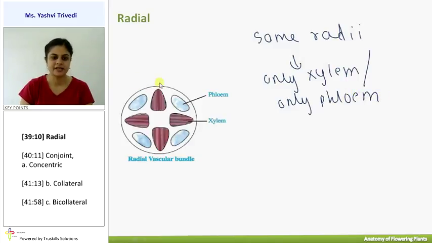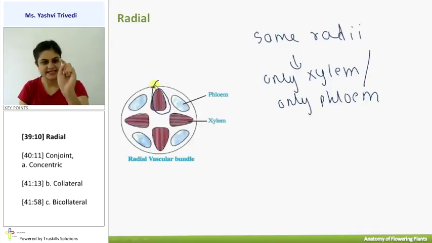See in the diagram, this is a single radii, then this is only xylem. Can you see on the same radii phloem? No. On the contrary, this is phloem on a particular radii. Can you see on the same radii xylem with it? No. So on the particular radii, either only xylem will be there or only phloem will be there. That is called radial type of vascular bundle.